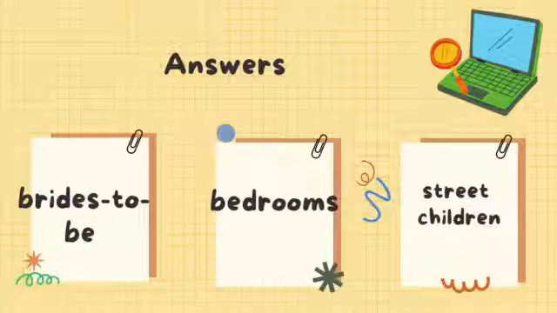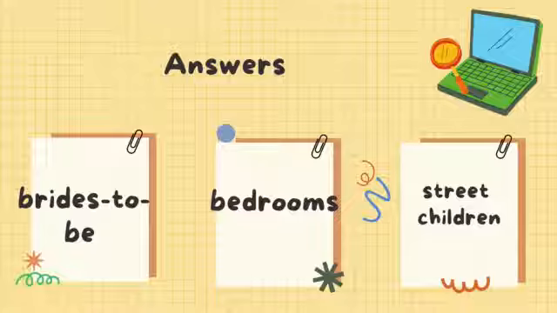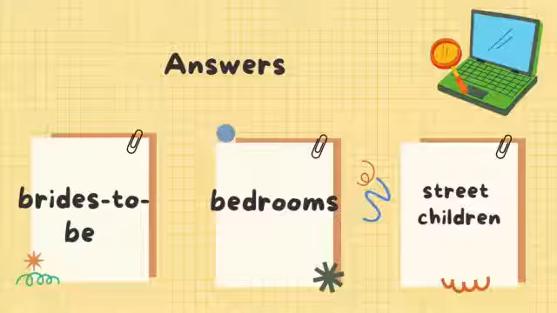All right. We add S to the first component of the word for brides-to-be. And for bedrooms, we add S to the second component. And street children, we change child, we add REN for its plural form.